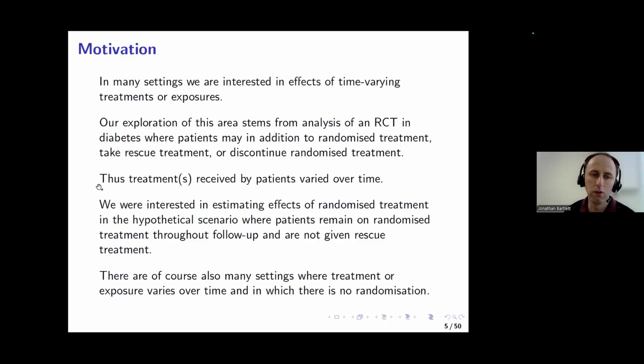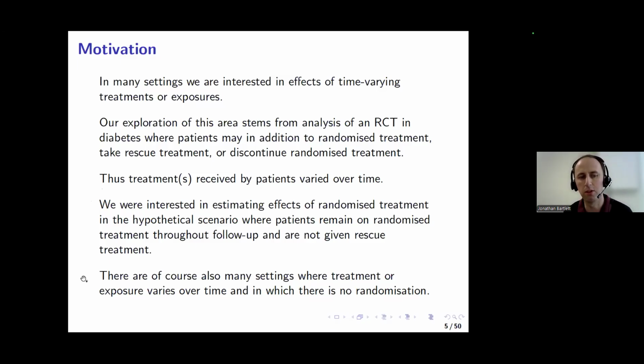And in this sort of context, you might be interested in estimating some sort of treatment effect that differs from what a traditional intention to treat type analysis would be estimating. So, for example, we may be interested in estimating the effects of randomized treatment A versus B in a hypothetical scenario where patients remained on those randomized treatments throughout the follow-up period without having any rescue treatment. So no discontinuation and no rescue treatment.